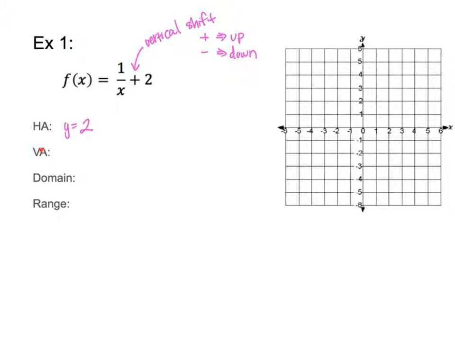And then the vertical asymptote, what we can do to figure the vertical asymptote out is by figuring out what x makes the denominator 0.